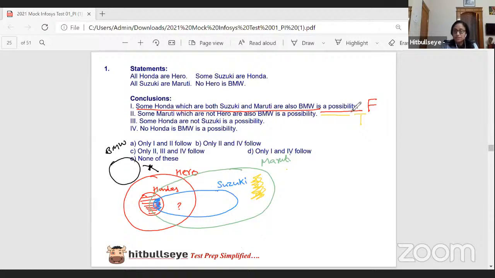Are you clear with the first and second? So we were doubtful about it. BMW could intersect with Maruti, or maybe it could not intersect with Maruti. Something which is doubtful, you are using the word possible, it becomes a true conclusion. Yes or no? Are the first and second clear?